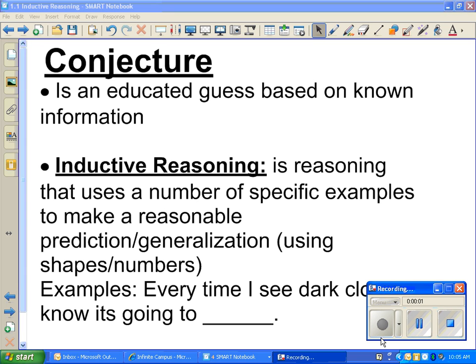All right, so we've done the inductive reasoning, the warm-up. Yes, sir?